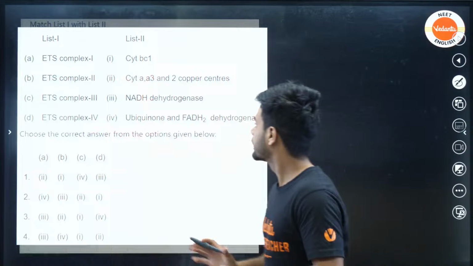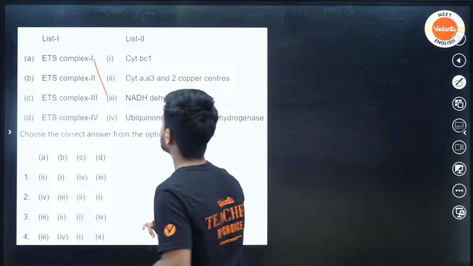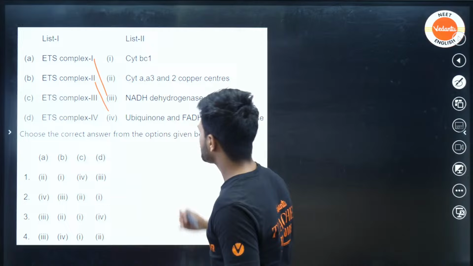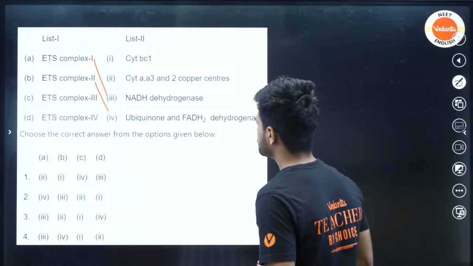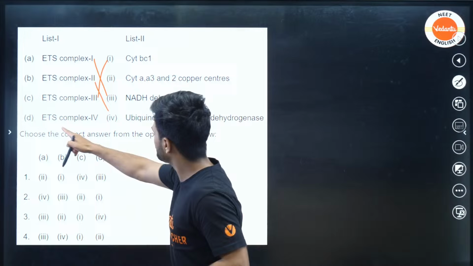Based on your complexes, the first complex is called what? The first complex is called NADH dehydrogenase. Yes. What about complex number 2? I told you complex number 2 is also called FADH2 dehydrogenase. So A is 3, B is 4. Now complex number 3 is called the cytochrome BC1 complex. And complex number 4 is your cytochrome oxidase, which had 2 copper centers.